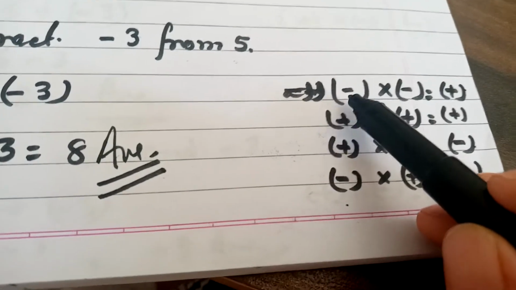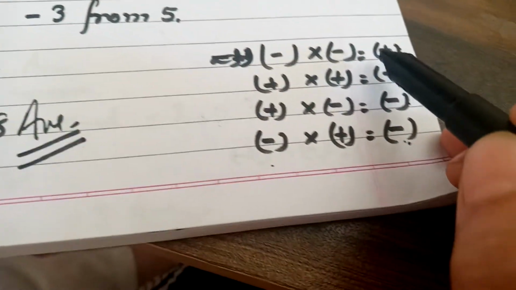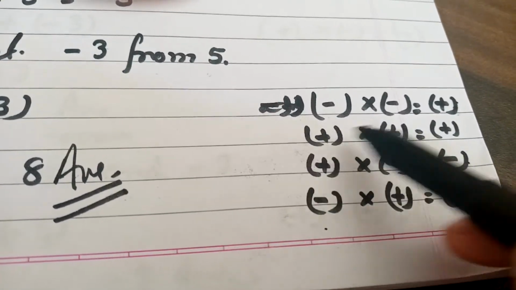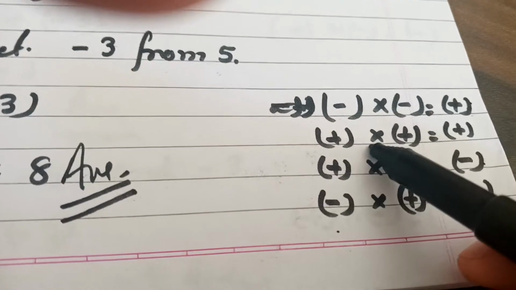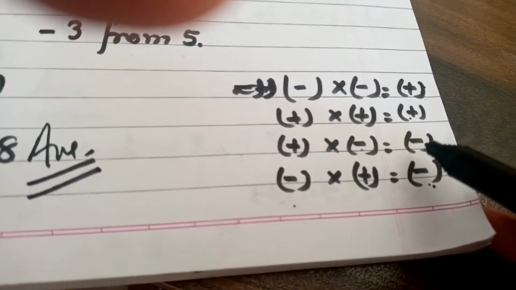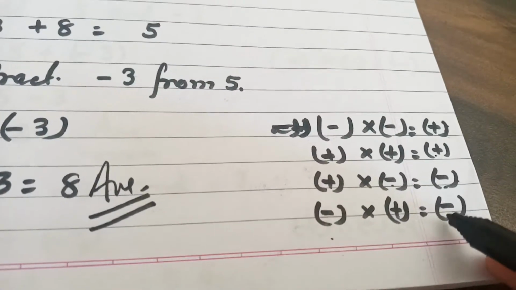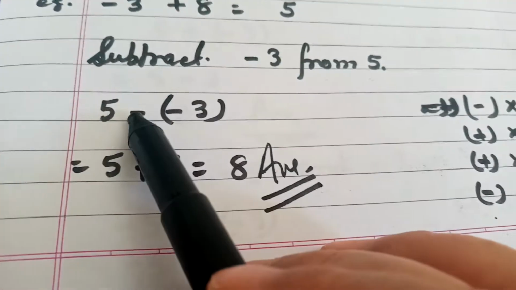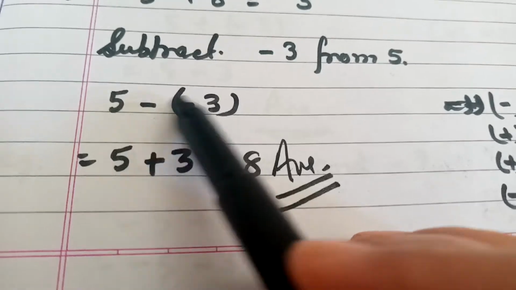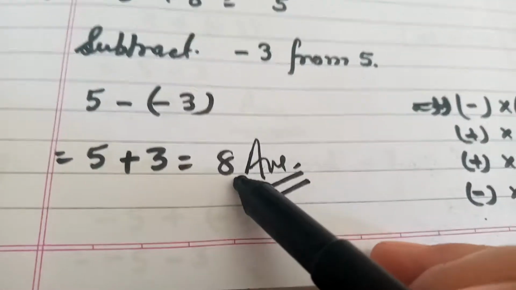That is, if two minus signs are there, when we multiply it, it will be plus, positive. If two positive signs are there, when we multiply, it is also positive. If one positive and one negative sign we multiply, it will be negative. If one negative and one positive, it will be negative. So here two negatives are there. When we multiply two negatives, we will get positive. So when we remove this bracket, minus and minus multiply, it will get plus. 5 plus 3, 8. That is the answer.